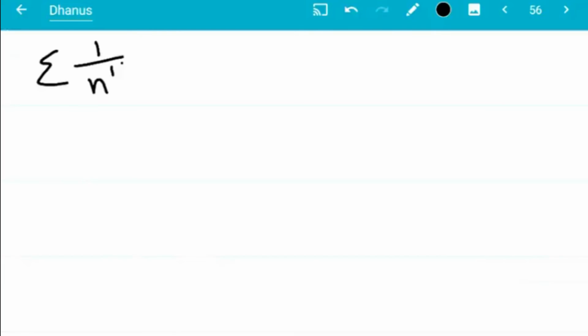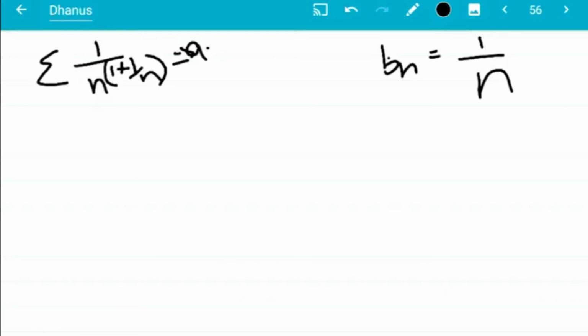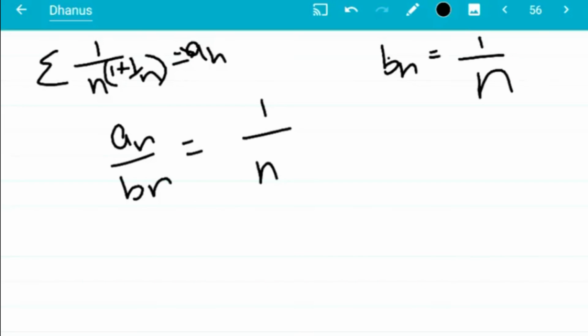Here also we can use the limit comparison. I'm taking Bn equal to 1 by n, and this is my An. Then An by Bn is equal to 1 by n raised to 1 plus 1 by n, by 1 by n. That is equal to 1 by n raised to 1 by n. That is 1 by the nth root of n.